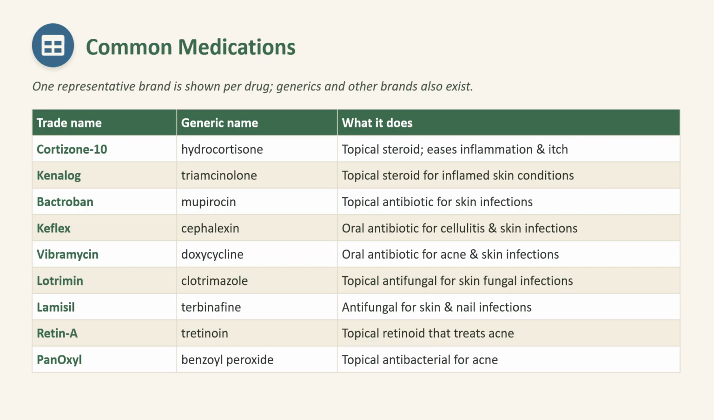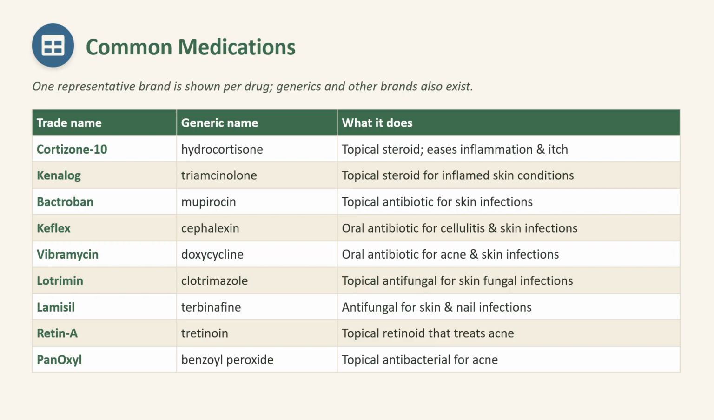Here's the medication table for the integumentary system: the common trade names, their generic names, what each one does. You don't need to memorize every detail, but you should recognize these names on a chart and know which category each belongs to. You should also practice pronouncing them. The first two are topical steroids for dermatitis: cortisone 10, which is hydrocortisone, and Kenalog, which is triamcinolone.